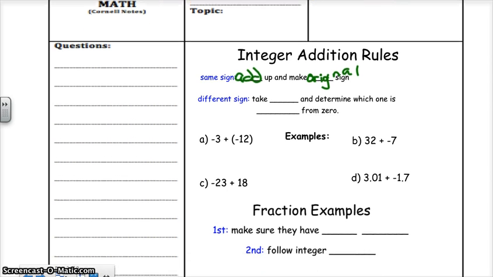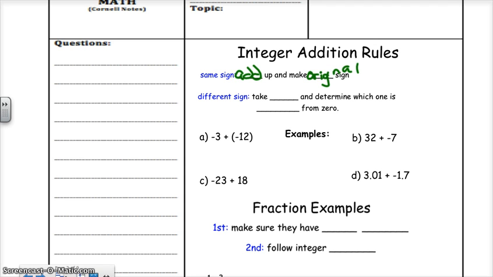The tricky part is when they're different signs. When they're different signs, you have to take their difference and see which one is furthest from 0. That will be the sign it is. So take the difference and determine which one is furthest from 0.